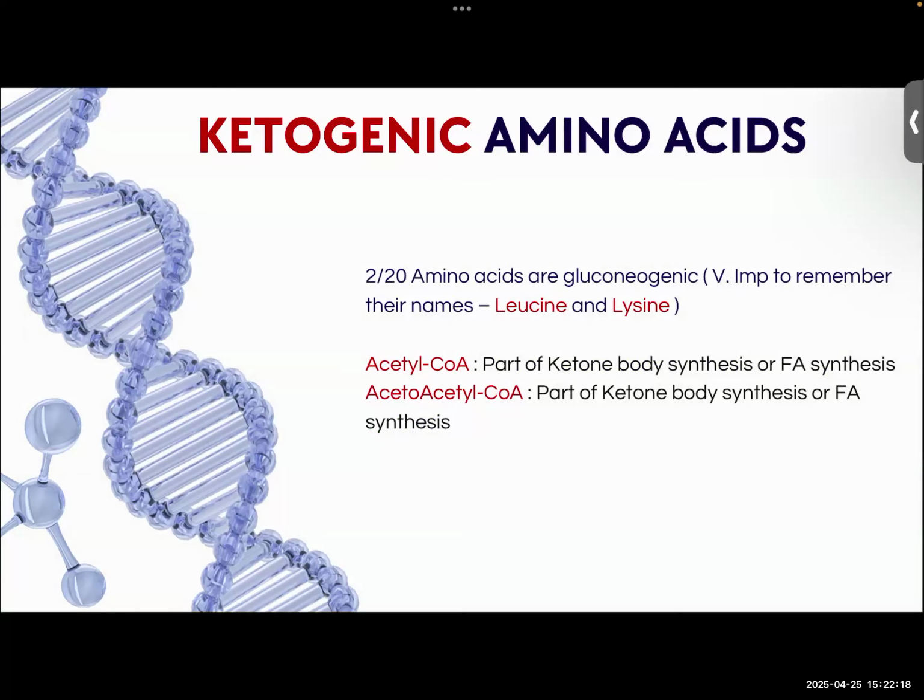So what happens is, as I mentioned earlier, the carbon skeleton is broken down into acetyl coenzyme A or acetoacetyl coenzyme A or any of their derivatives, including acetoacetate. And both of these are part of ketone body synthesis or fatty acid synthesis somewhere in the cycle.